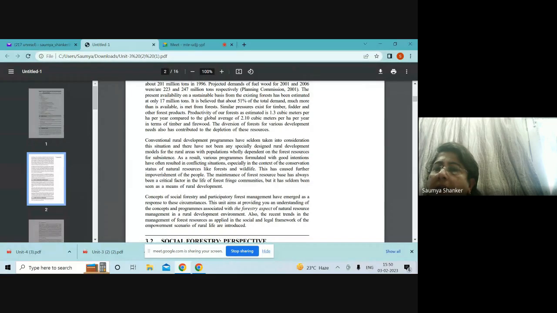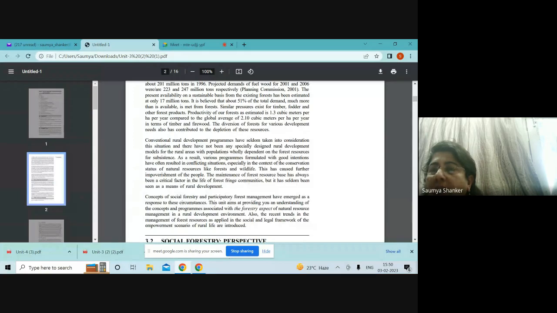And it was realized by the government that we need to ensure that the pressure on forest products needs to be decreased, and a strategy needs to be put in place for the maintenance of forest resources, to ensure that the lives of the forest communities are not affected by various development issues or various development programs.